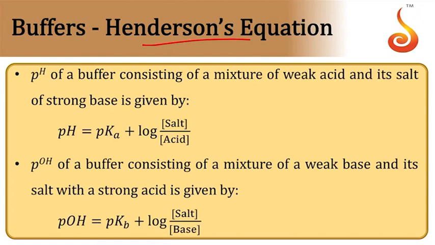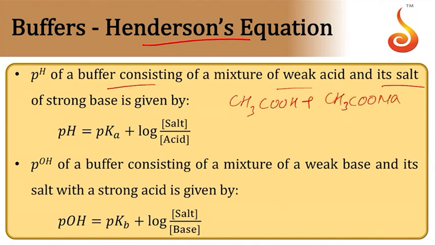Then comes buffers, the Henderson equation we have. The pH of a buffer consisting of a mixture of weak acid and corresponding salt of strong base. So when you take CH3COOH plus CH3COONa, this mixture acts as a buffer. So a mixture of weak acid plus corresponding salt of strong base is given by the formula pH is equal to pKa plus log of concentration of salt by acid.